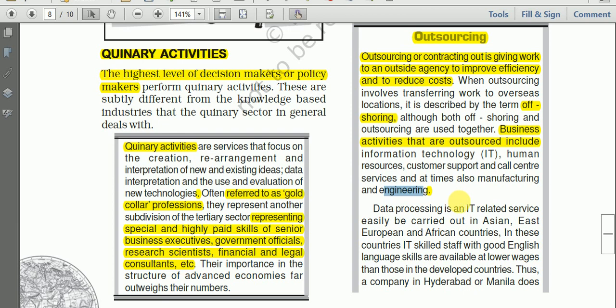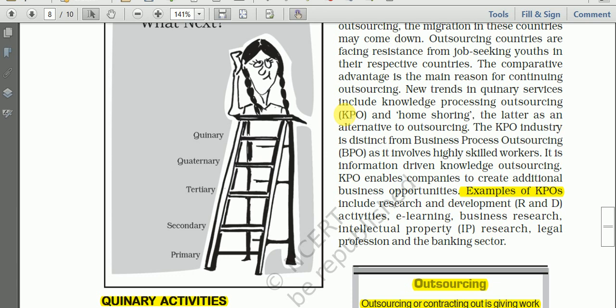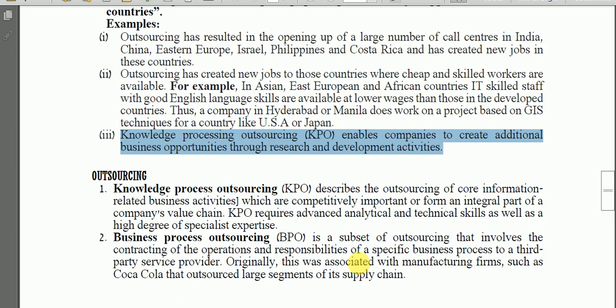And generally we have two main types of outsourcing, that is KPO, knowledge process outsourcing, and BPO, business process outsourcing. So now let us discuss more about these two types of outsourcing.